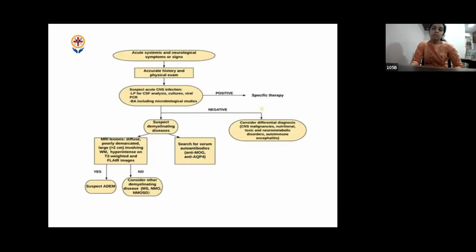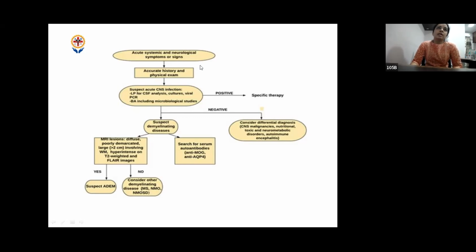So to summarize, any child presenting with any acute systemic and neurological signs and symptoms, always take an accurate history and do a good clinical CNS examination. If there is a suspicion of acute CNS infection, go for LP and cultures and viral PCR and other microbiological studies. If it is positive, go for specific therapy.